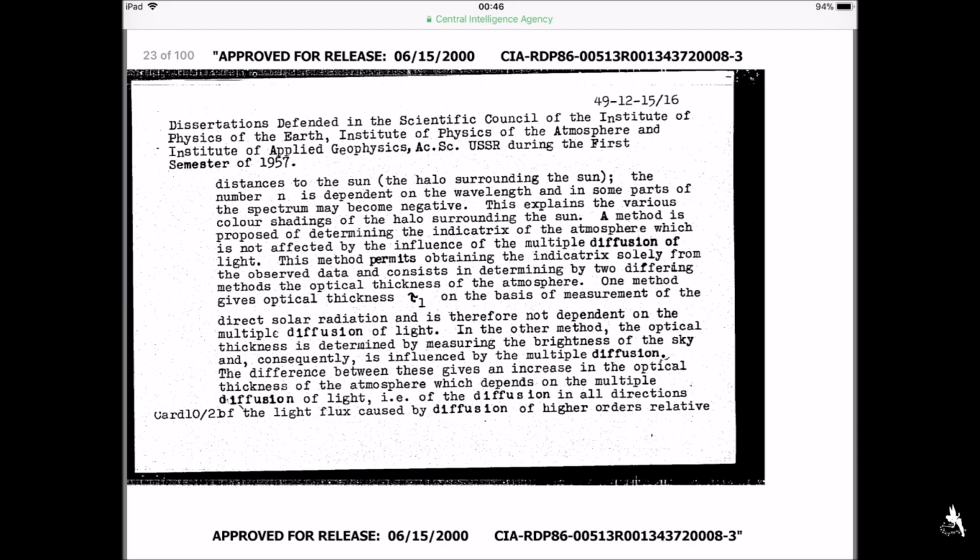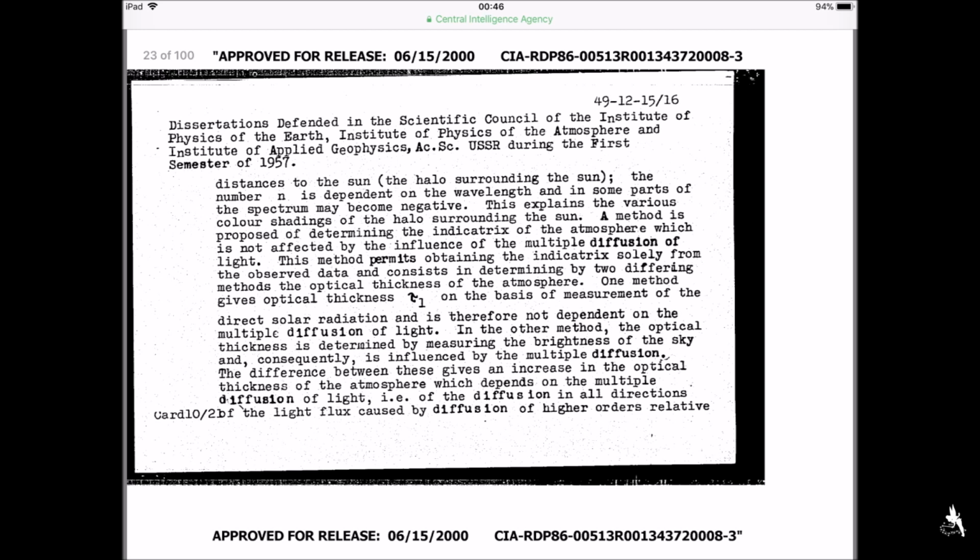The dependence of the diffusion of light in the Earth's atmosphere on the wavelength for the visual part of the spectrum can be expressed by the relation U equals C lambda to the nth, representing a generalization of the known Rayleigh formula, where n is greater than 0 and independent of the wavelength for all angular distances of the sun, provided the dust content of the atmosphere is not high. If that is not the case, this relation is disturbed and becomes somewhat complicated for small angular distances to the sun, the halo surrounding the sun. The number n is dependent on a wavelength, and in some parts of the spectrum may become negative. This explains the various color shadings of the halo surrounding the sun.